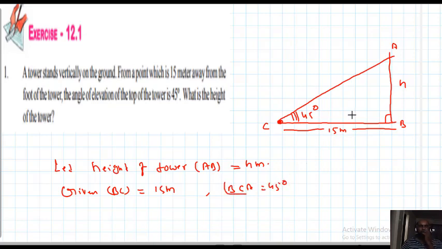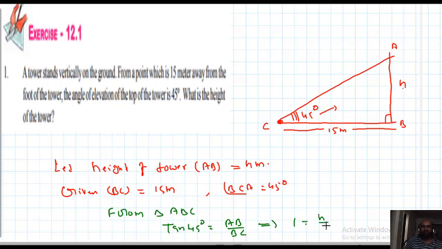So observe this right triangle. What do you want? The side opposite to 45 degrees you want. The adjacent side is there, no? The best trigonometric ratio is tan. From triangle ABC, tan 45 degrees equals opposite side AB over adjacent side BC, which is 1 equals h by 15, therefore h equals 15 meters. At last you need to write the conclusion: therefore, the height of the tower equals 15 meters.